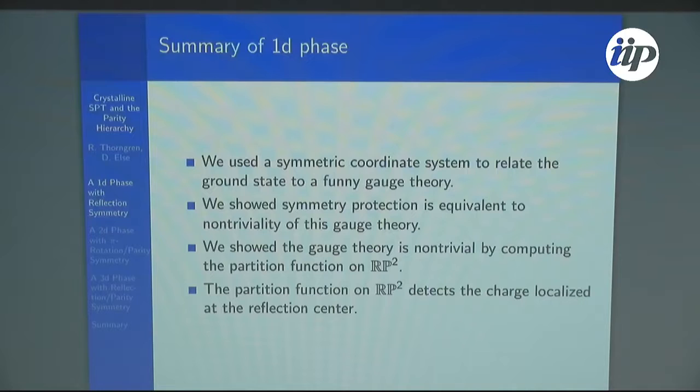I used a coordinate system which was reflection symmetric to write this thing with some equations. I showed symmetry protection is equivalent to non-triviality of some gauge theory associated to this state, and the gauge theory is non-trivial just by computing its partition function on some closed manifold, finding that it's -1. That -1 was exactly the charge, the odd charge at the reflection center.